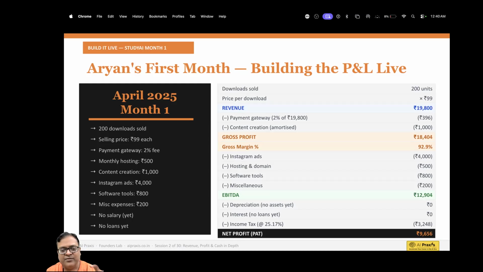And the good news for Aryan is there's no depreciation because there is no asset, so zero. There's no interest because he has not taken any loan, right? And of course, because he has not taken any loan, there's no income tax right now currently. So the net profit is 9,656. So you may ask, why has he not paid the taxes? Because he does not come into that income tax bracket. Okay, it's a very small amount.